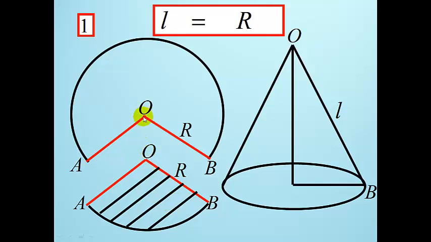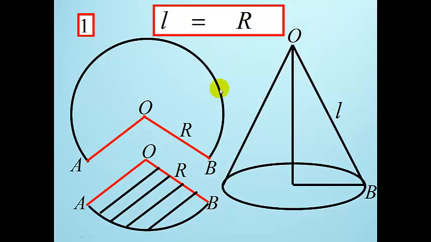Similarly, when we consider the major sector and we try to bring edge OA and OB together, we also form a cone, but that is a cone developed from the major sector. Now, there is one thing you have to take note of here: when cones are developed from a sector, the slant height of the cone is equal to the radius of the circle. I repeat, take note of this. L is equal to R. L is the slant height of the cone you are forming, and R is the radius of the circle from which the cone was formed.